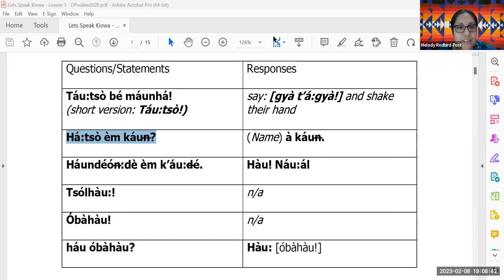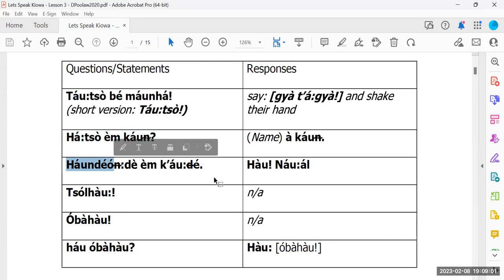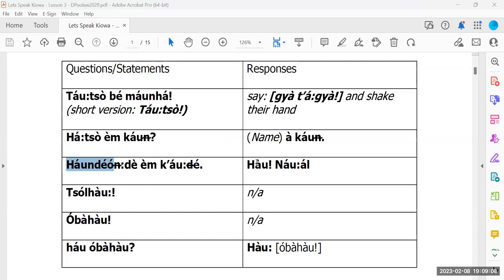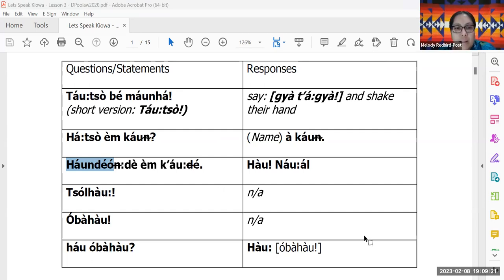All right, so we are getting ready to start on this third phrase here. Trying to highlight it, but it's not letting me, so I'll just do this. Okay, so we're looking at the third row there, and we'll go ahead and say all the way across the question or the statement and the response. So, Grandma D? Hunde on day, em kate. Ha, no al. Hunde on day, em kate. Ha, no al.